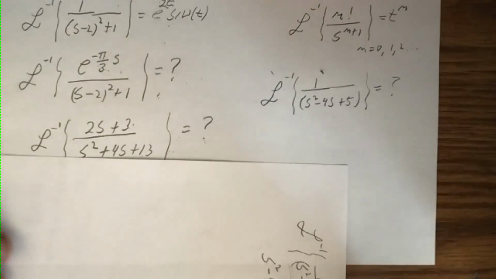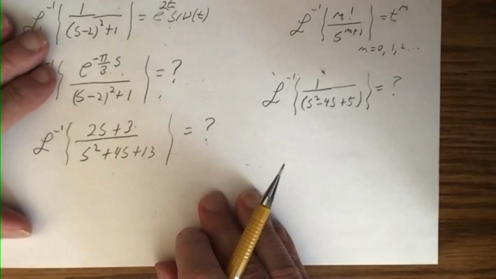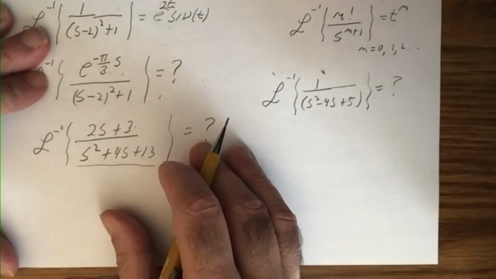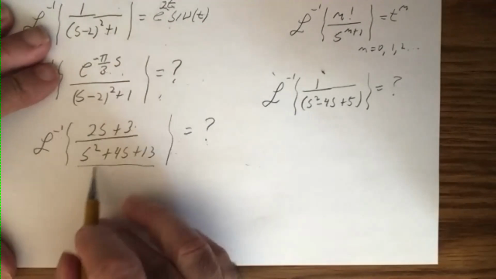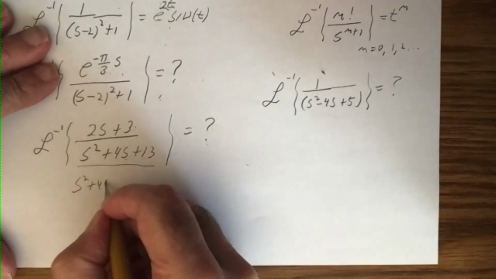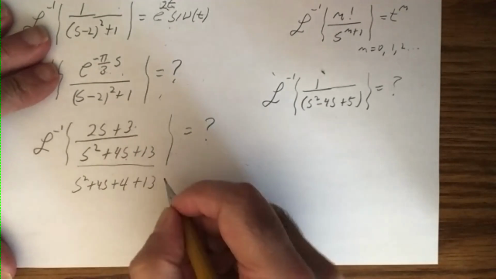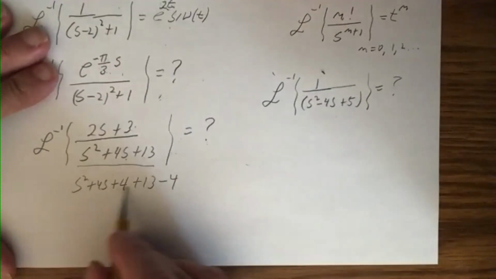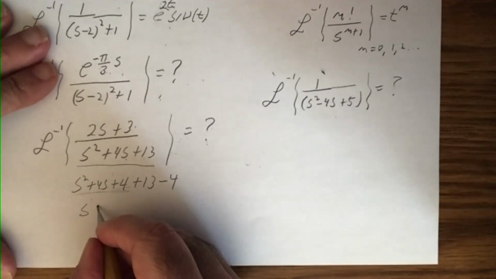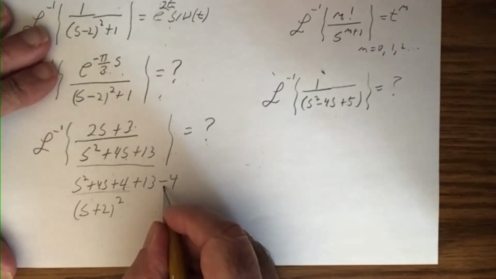Okay. Now the last problem. Once again, when you have something like this, the first thing you want to do is complete the square. So here too, I can complete the square. Looking at the bottom here, this is going to be s squared, and then I'm going to add 4, plus 13, minus 4. So now this is a perfect square. This is going to be s plus 2 squared, and then this is going to be 9.